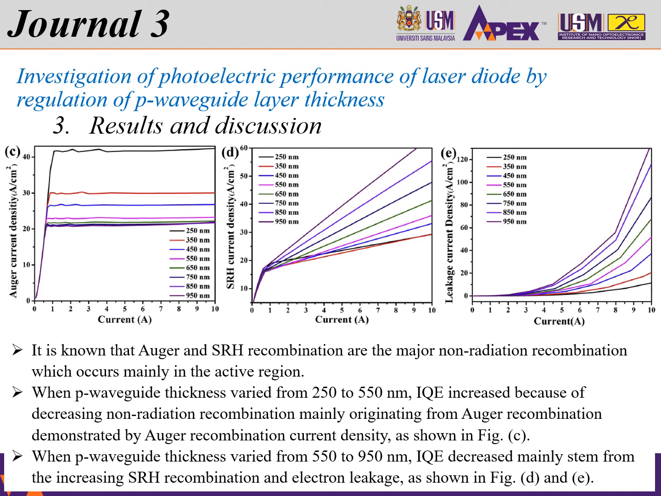So this is the interaction plot for the Auger current density, SRH current density, and leakage current density with the different P waveguide layer thickness. As we know, the Auger and SRH recombination are the major contributors to the non-radiative recombination at the active region. So when looking at the IQE results in the previous slide, when the P waveguide thickness varied from 250 to 550, the non-radiative recombination is mainly due to the Auger recombination, while when the thickness increased from 550 to 950, the IQE drop mainly comes from the increasing of SRH and the leakage current. You can recheck with the IQE result in the previous slide.